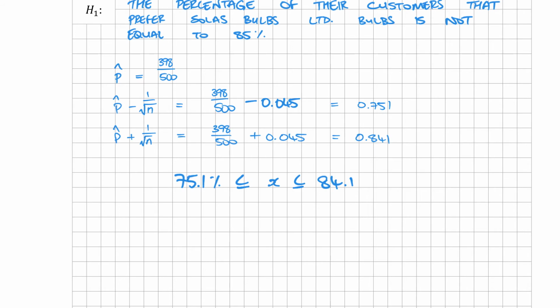Okay, now we know that the claim was that 85% of people, but we know that 85% falls outside of this. So if 85 falls outside of that, then we cannot accept the null hypothesis. Okay, so the conclusion there is that we cannot accept the null hypothesis because 85 falls outside the 95% confidence interval. So conclusion.